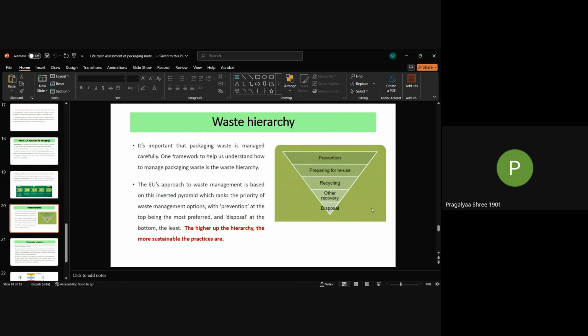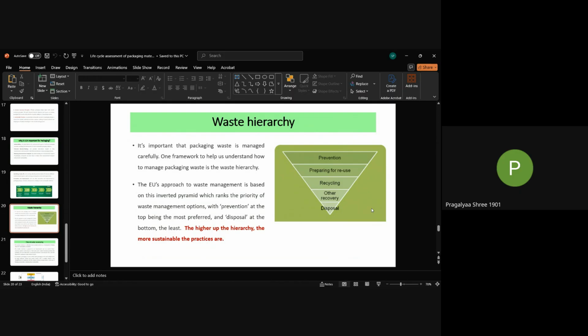Okay, waste hierarchy. So this is the waste hierarchy. It talks about what? It is important that the packaging waste is managed carefully. So one framework to help us understand how to manage the packaging waste is the waste hierarchy. The European Union's approach to waste management is based on the inverted pyramid, which ranks the priority of waste management options. Here, prevention at the top is the most preferred and disposal at the bottom is the least preferred one we are considering in this case.